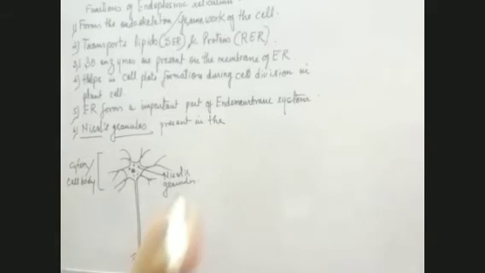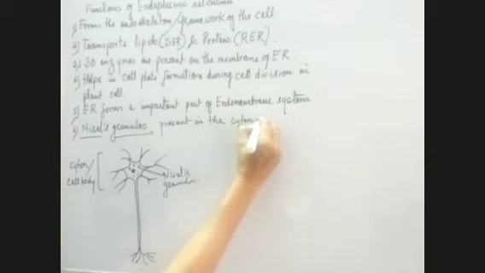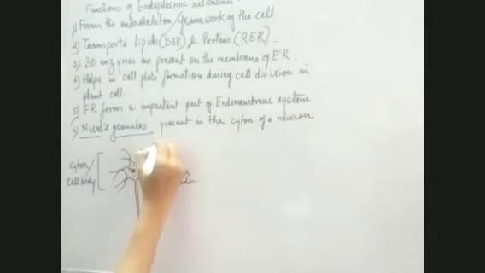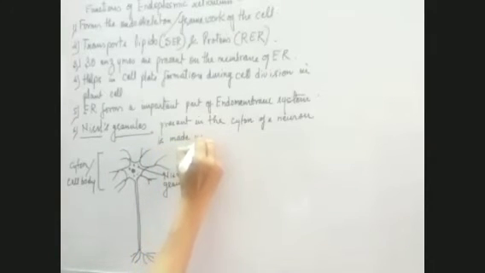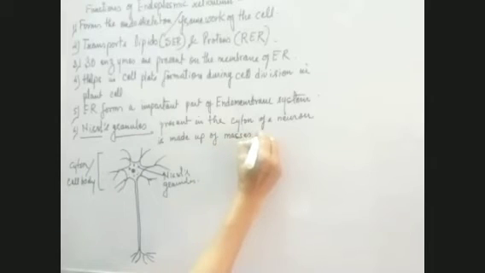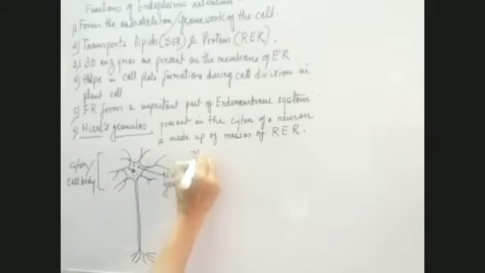Nissl's granules present in the cyton of a neuron are made up of masses of RER, rough endoplasmic reticulum. Then we have myeloid bodies which are present in retinal cells. This is the seventh point.